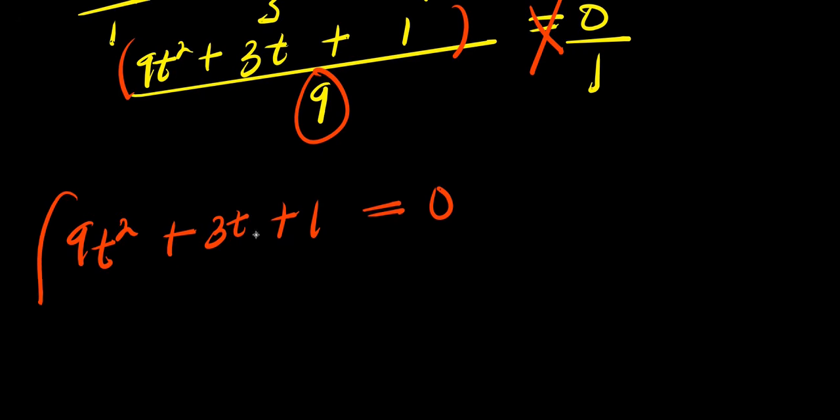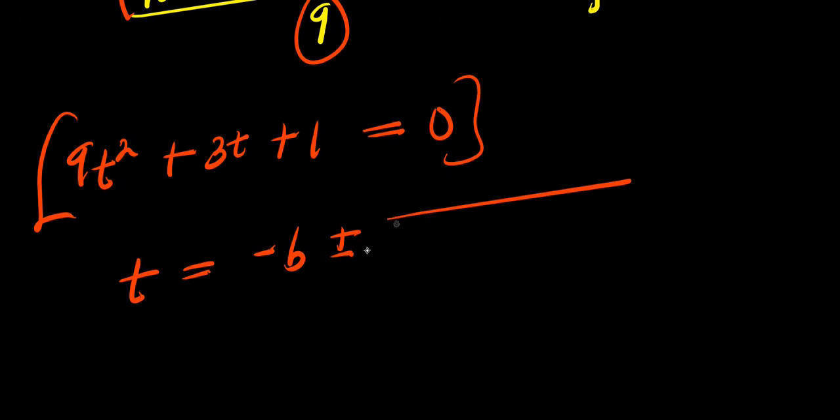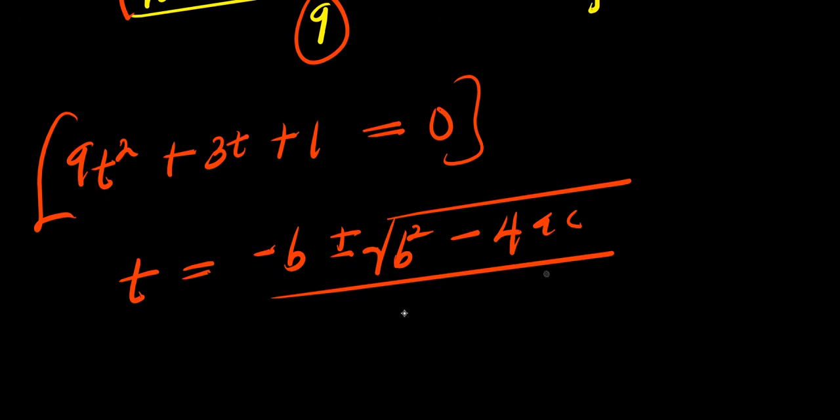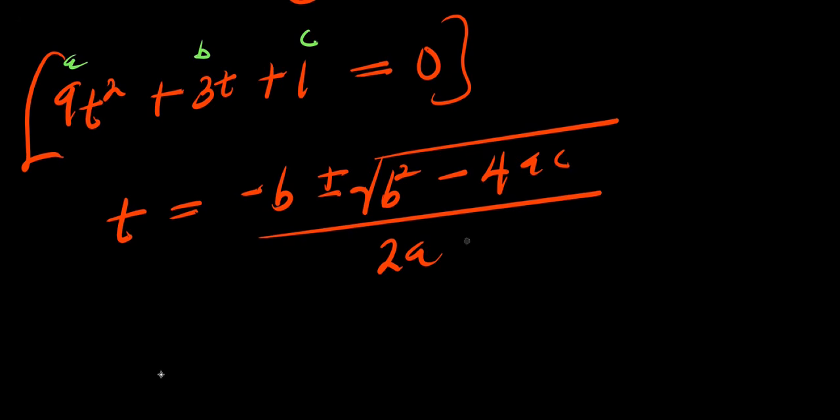So what we need to do is to solve this quadratic equation, and we are going to solve it using the formula method. So we write the formula in respect to t, and the formula is t equals negative b plus or minus square root of b squared minus 4ac, divided by 2a. And now 9 is my a, 3 is my b, 1 is my c. So let me insert them right here into this formula.